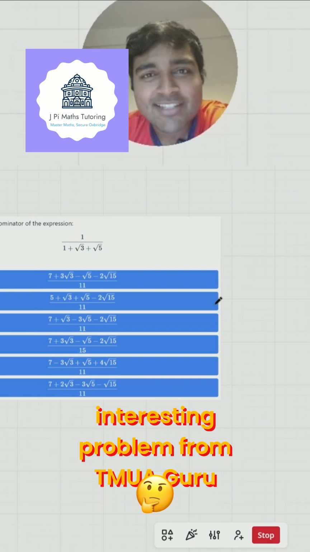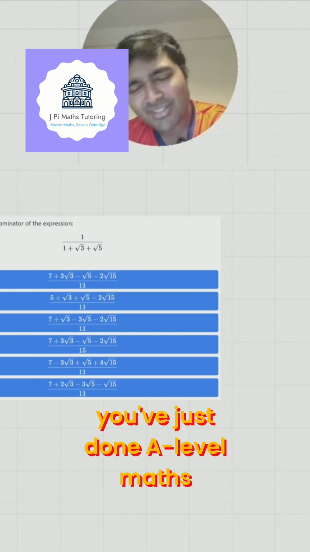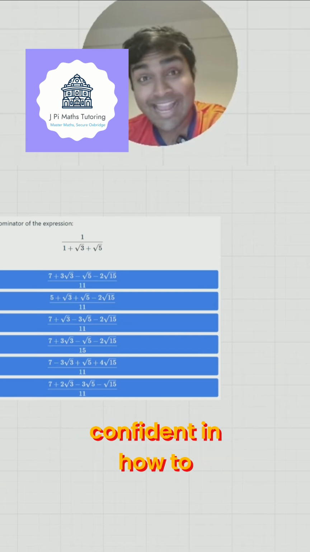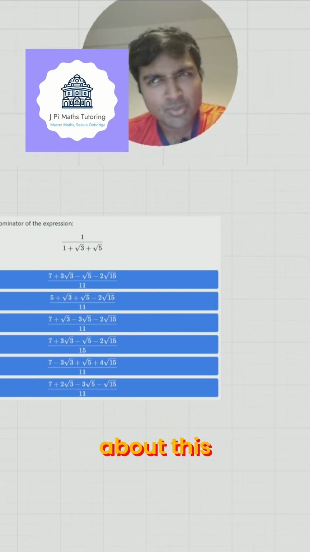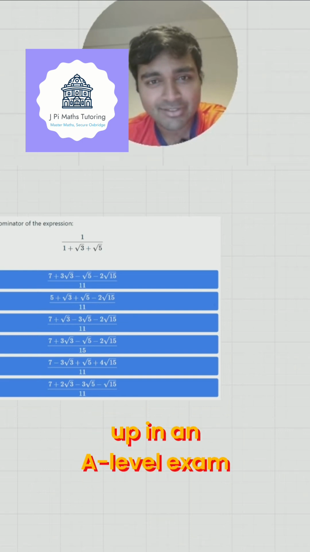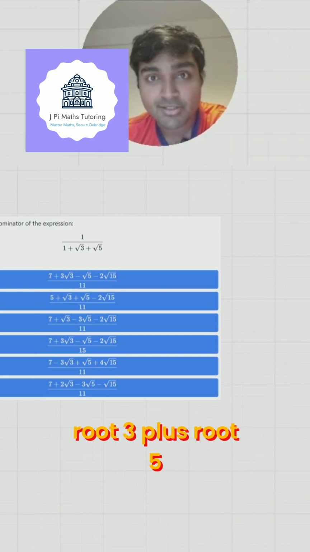Today I've got a really interesting problem from TMUA Guru, and I really like this problem because if you've just done A-level maths, you might not be able to answer this or not be super confident in how to answer this. But if we think about this, we should be able to answer this, even though this sort of question wouldn't come up in an A-level exam. We want to rationalize 1 over 1 plus root 3 plus root 5.